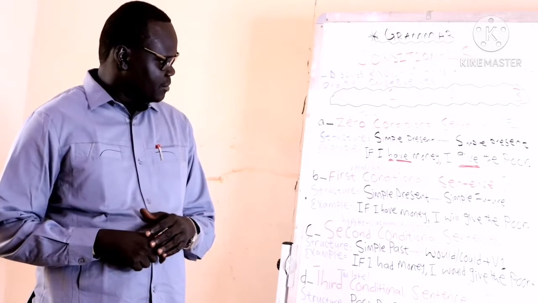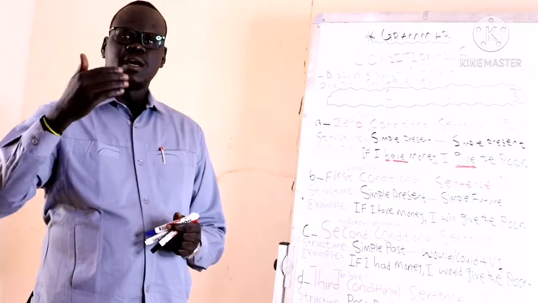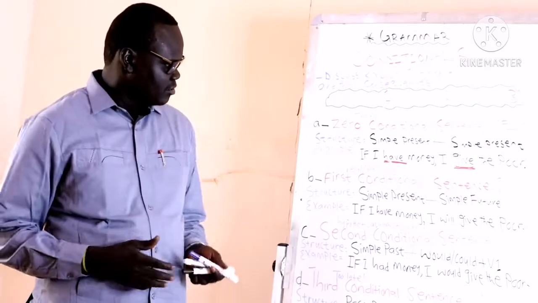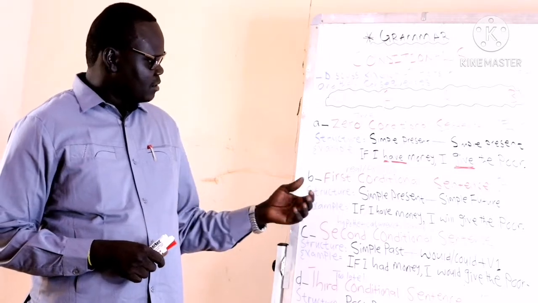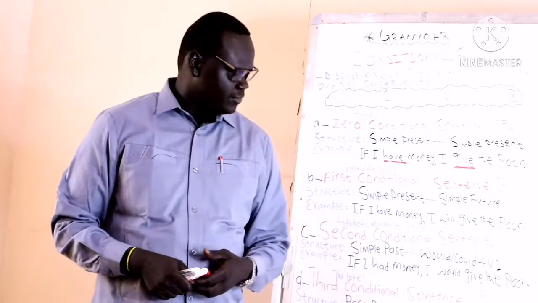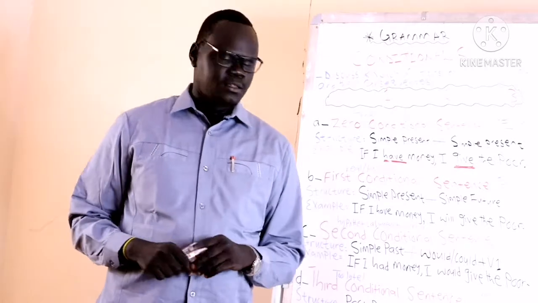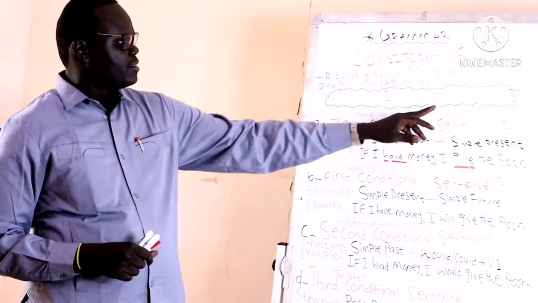Another example can be, if I get money, I will buy a house. This is a possible activity. You can start with the main clause and end with the if clause. It will not change the meaning. Let's come to the second one, or the third one, sorry.